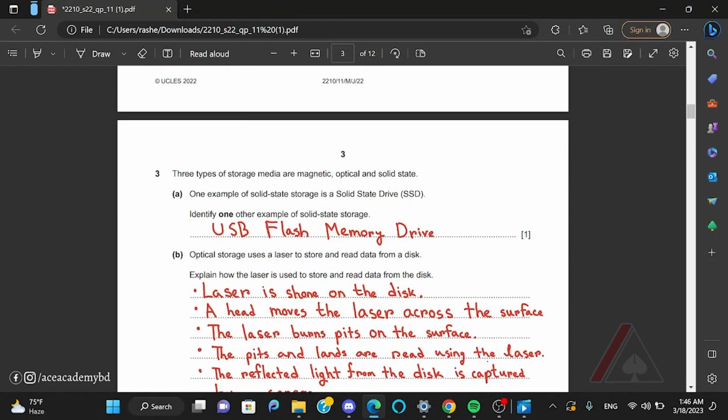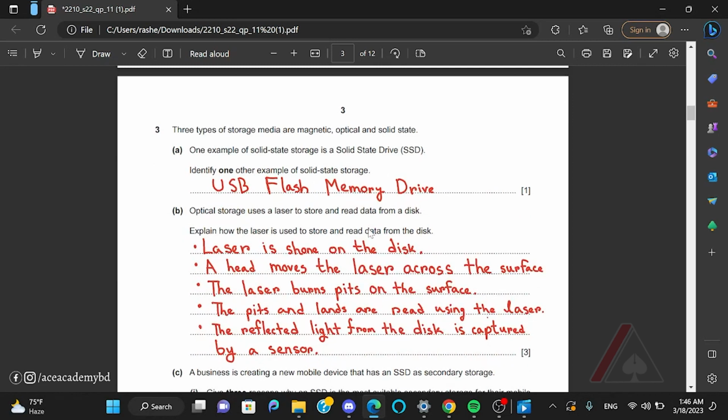Now, moving on, number 3. 3 types of storage media are magnetic, optical, and solid state. A. One example of solid state storage is a solid state drive. Identify one other example of solid state storage. One example could be your USB flash memory drive. You could also include other examples like SD cards.